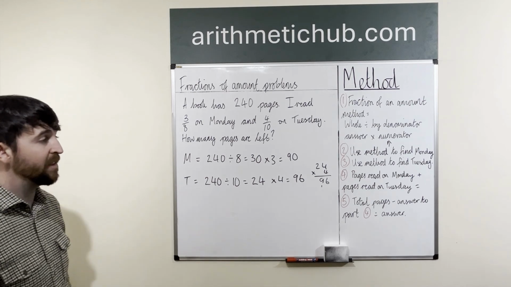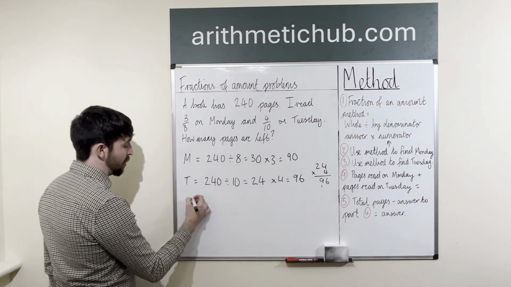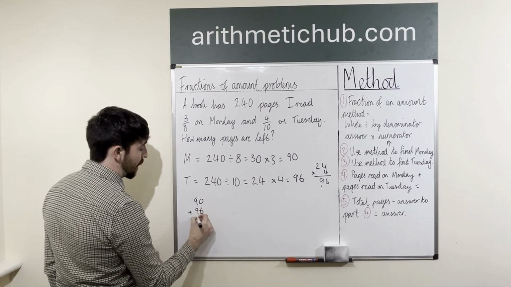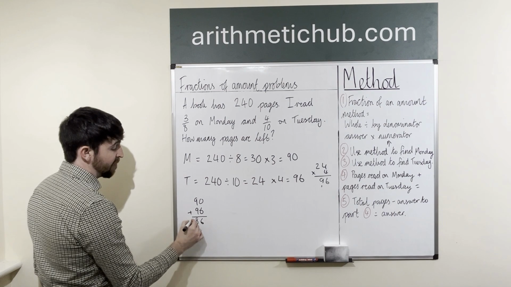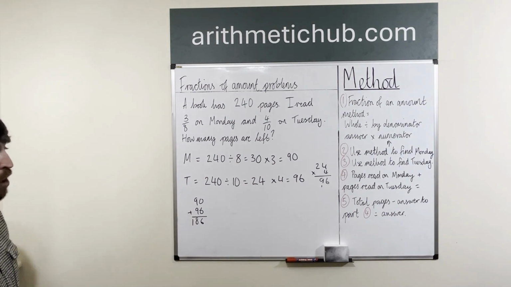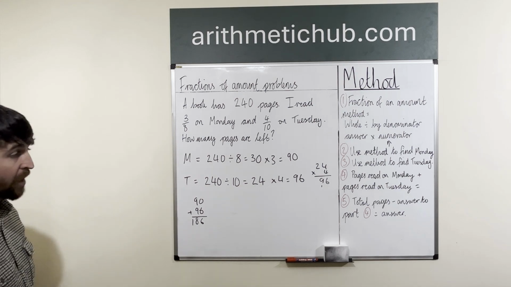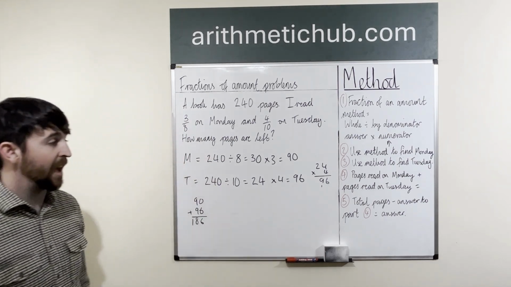Part 4 now says the pages read on Monday add the pages read on Tuesday equals. So what I'm going to do is I'm going to add them up. 90 add 96. 0 add 6 is going to give me 6. 9 add 9 is going to give me 18. So I know in total I've read 186 pages so far on Monday and Tuesday. My combined total on Monday and Tuesday today is 186.